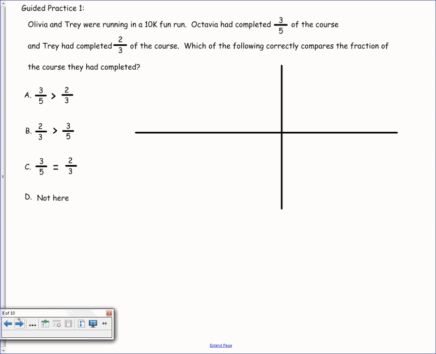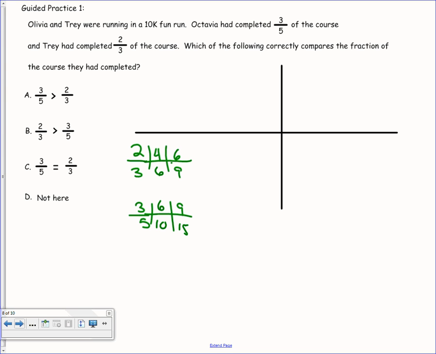All right, finally, we want to work out two problems here. Olivia and Trey were running 10Ks. Olivia had 3/5, Trey had 2/3. Which correctly describes it? So we're going to start with our equivalent fractions here. 2/3, 3/5. Let's see what we get to be the same. Same numerator, same denominator. Just looking for some to be the same. 2, 4, 6, 3, 6, 9, 3, 6, 9, 5, 10, 15. I've got 6 and 6.